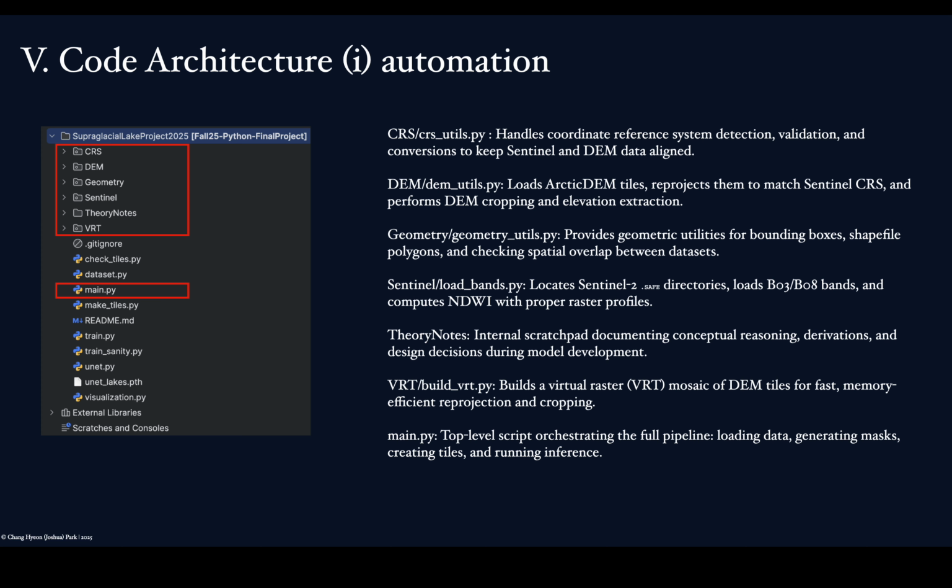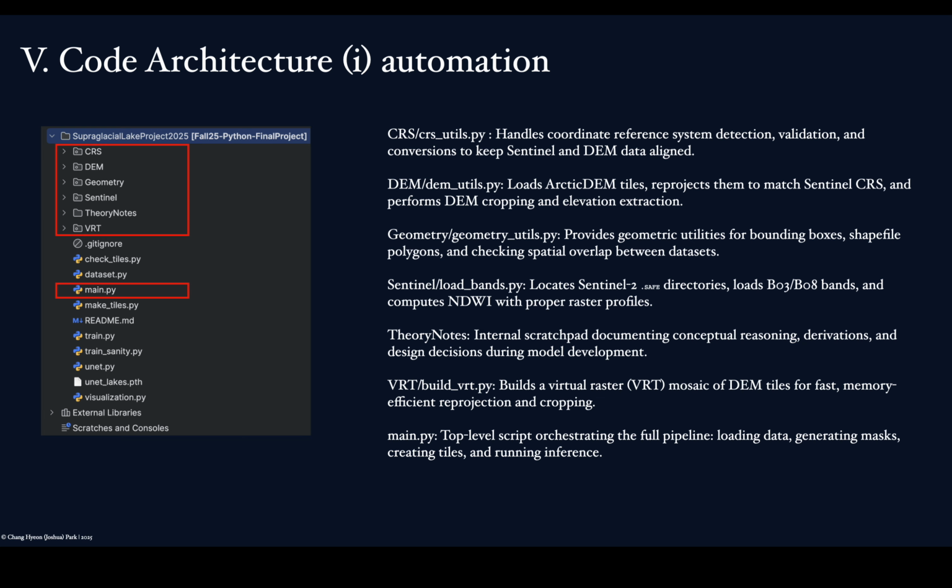So the code architecture is in two parts. The first part is the automation portion. They're highlighted in red on the left hand. Just to go over them really quickly, CRS utils, DEM utils, and geometry utils, as mentioned before, primarily handle these reprojection processes. CRS utils handles coordinate reference systems, detection, validation, and conversions. DEM utils loads Arctic DEM tiles and reprojects them to match Sentinel CRS. Geometry utils makes sure that these files, these polygons, have a good spatial overlap between the two different datasets.